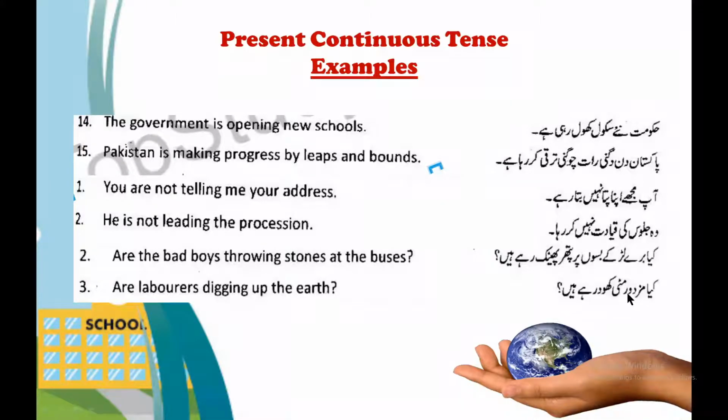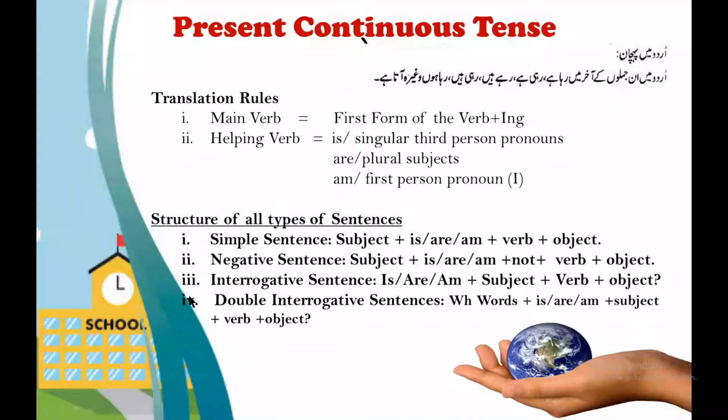क्या मजदूर मट्टी खोद रहे हैं? Are the laborers digging up the earth? So it would be like double interrogative sentence. क्यों मजदूर मट्टी खोद रहे हैं? Why are the laborers digging up the earth? So you have to follow just the simple structures of all sentences. You will automatically agree to the rules and regulations of present continuous tense.